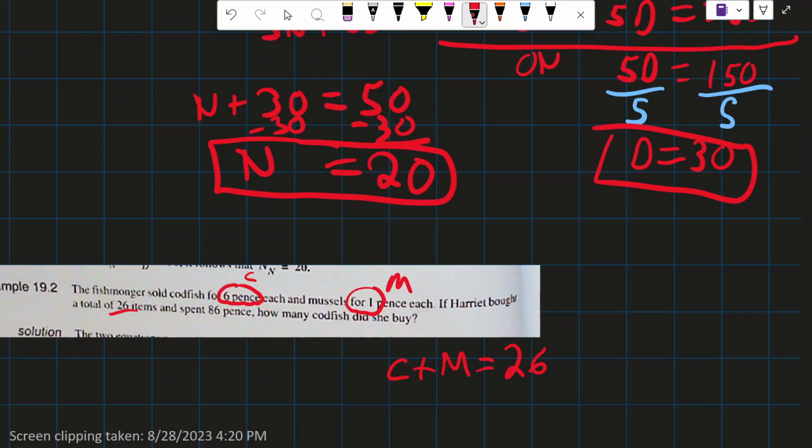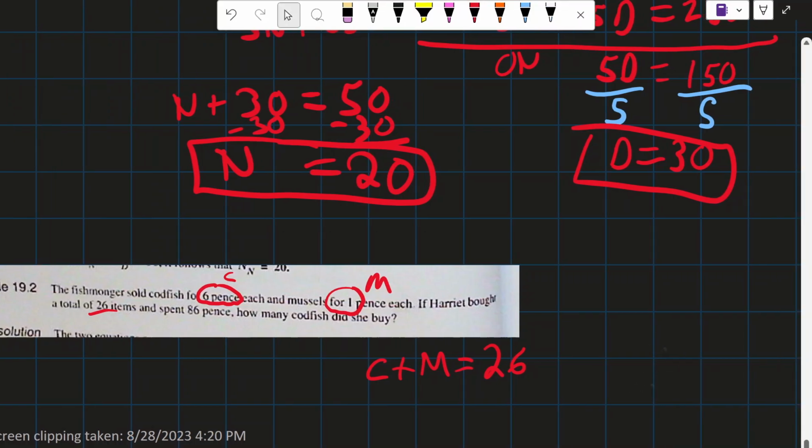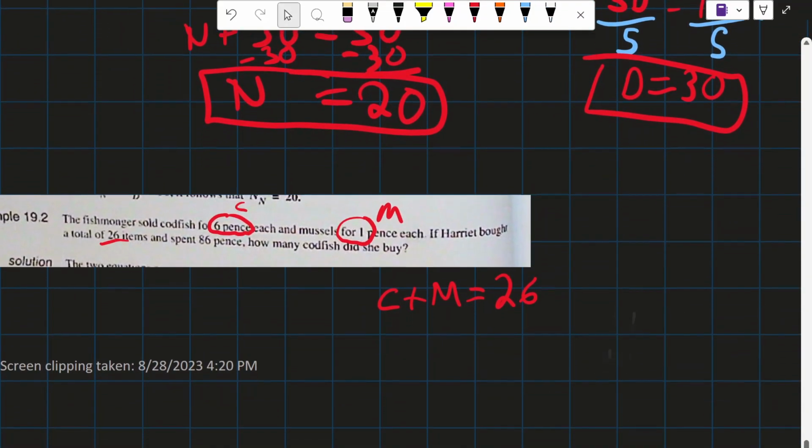And then it costs 6 pence for, so the second equation, we'll do that in white. We have 6 pence. Let's see if we can move this up just a little bit.